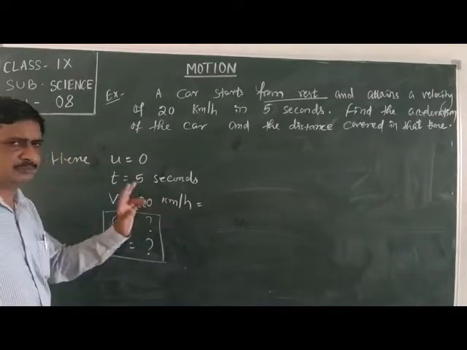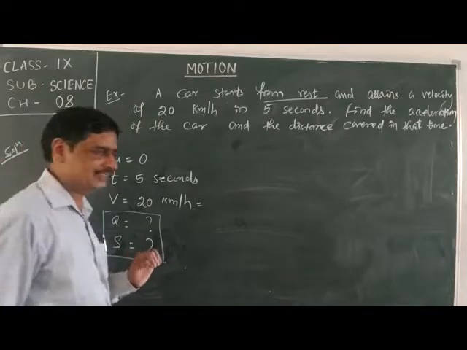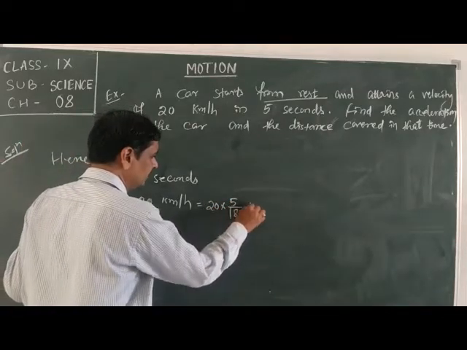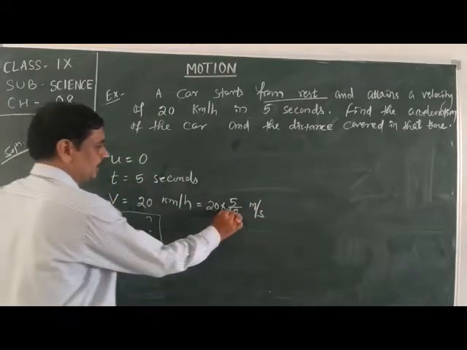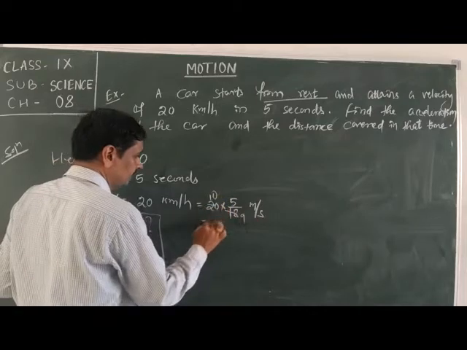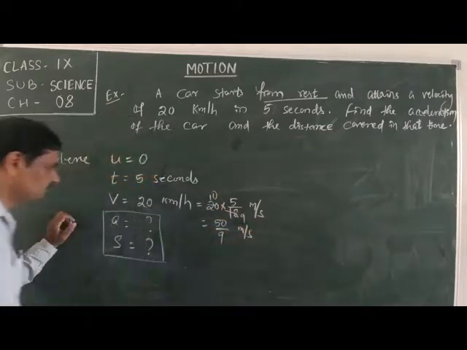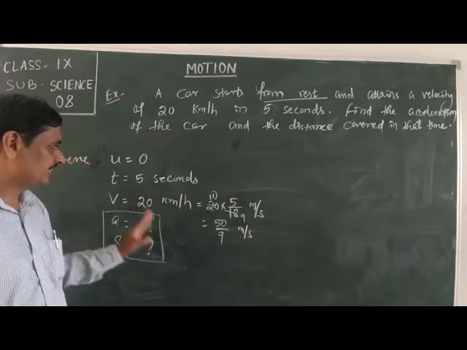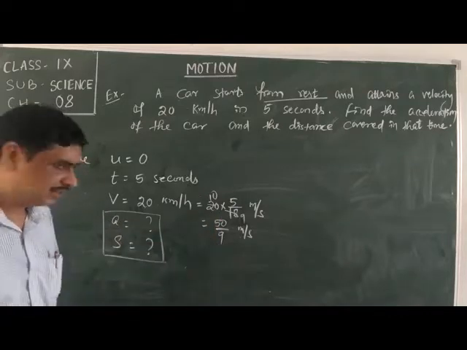20 km per hour can be converted into meter per second by multiplying with 5 by 18. 20 into 5 by 18 meter per second. Now 2 nines are 18, 2 fives are 10. It becomes 50 by 9 meter per second. This final velocity is in meter per second, 50 by 9 meter per second.